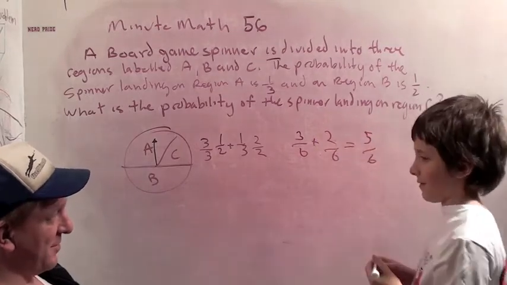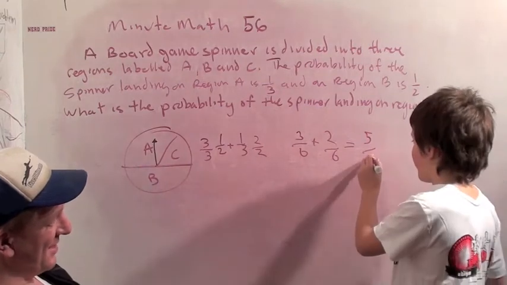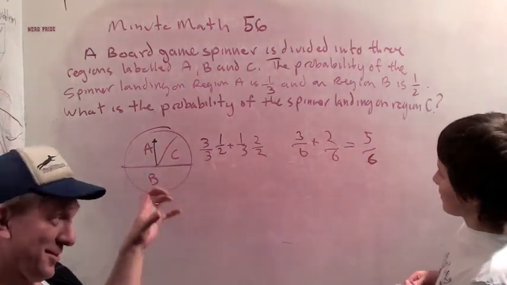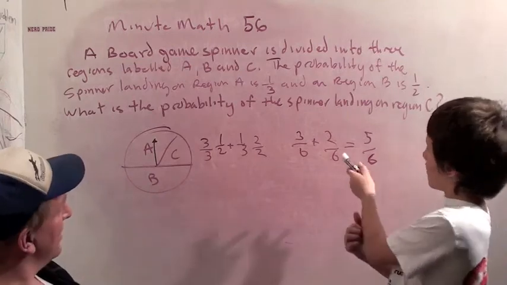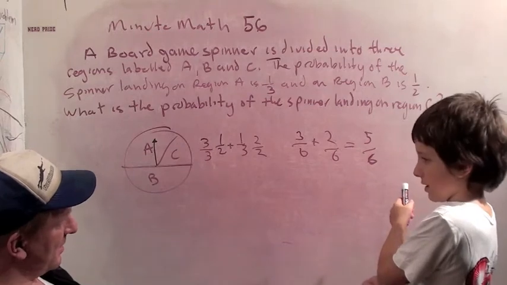Hold on a second. Don't go so fast. We have to do 3 plus 2. Okay? 3 plus 2 is? 5. And how do you know that? Because if you have 3 apples and 2 apples, that's 5. So the probability of the spinner landing in region C would be 1/6.